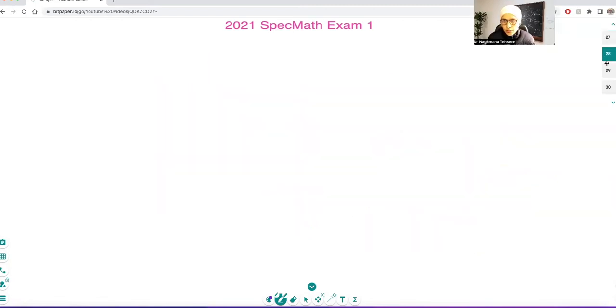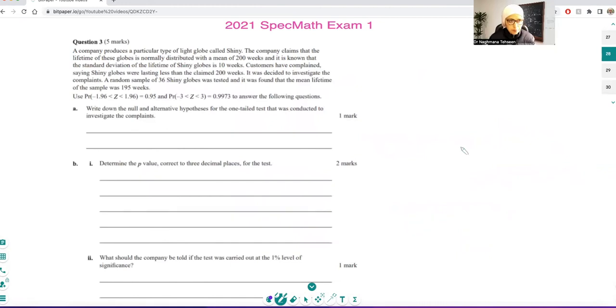Now let's look at question number 3. A company produced a particular type of light globe, and you always have to look at what the important information is there. That is the hardest thing for kids to identify. What are the important things? So let's see, we highlight those ones. It's normally distributed with a mean, and it's known that the standard deviation is given. Customer complaint: the shining globes were lasting less than 200 weeks.